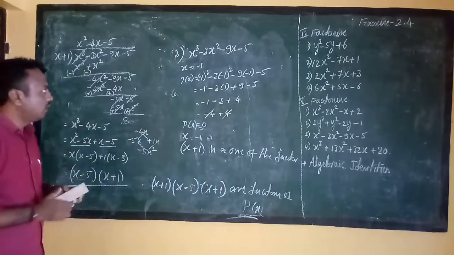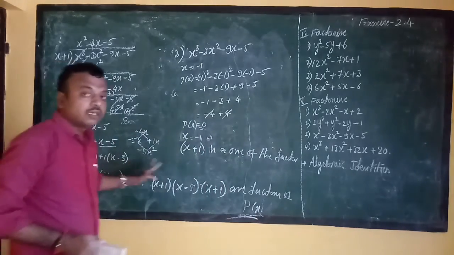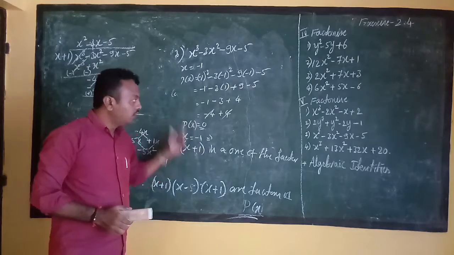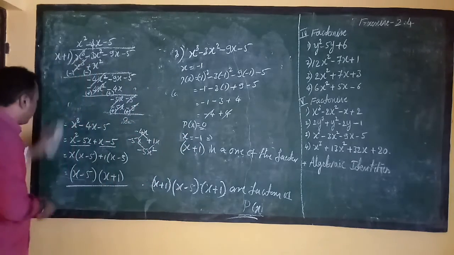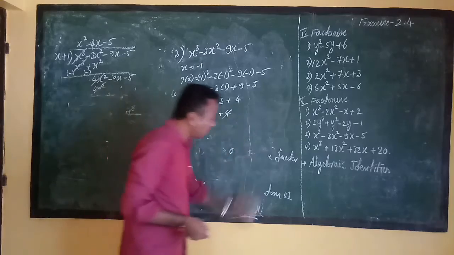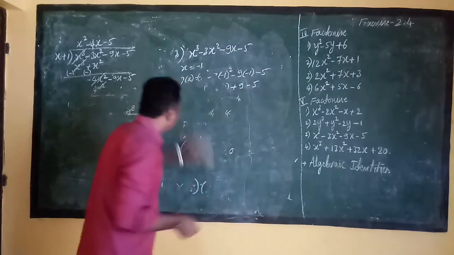Understand, students? So like that, we have to use the inspection method. This is the procedure of the inspection method. We have to learn it. We have to practice it in the same form. Next, students, the fourth one is there. Again, we have to solve it.